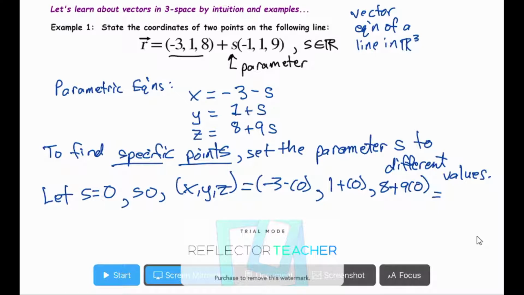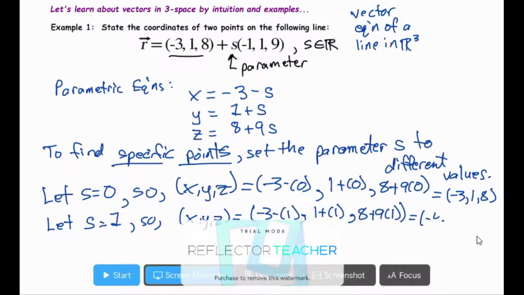Let's change our value of s to 1. So our point x, y, z is equal to -3 minus 1, comma, 1 plus 1, comma, 8 plus 9 times 1, which of course will give us the values: -3 minus 1 is -4, 1 plus 1 is 2, and 8 plus 9 is 17. So we have successfully answered the question. We have successfully found two specific points that exist on the following line.